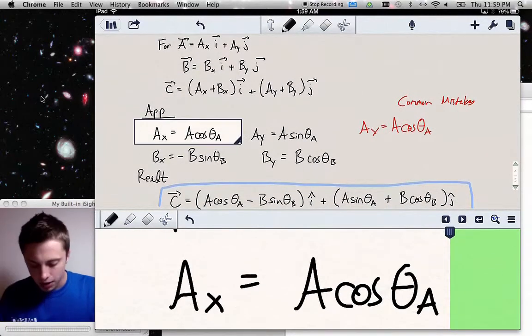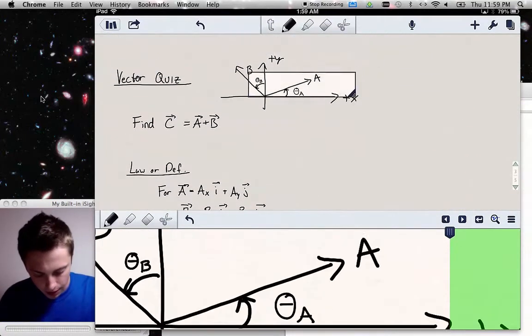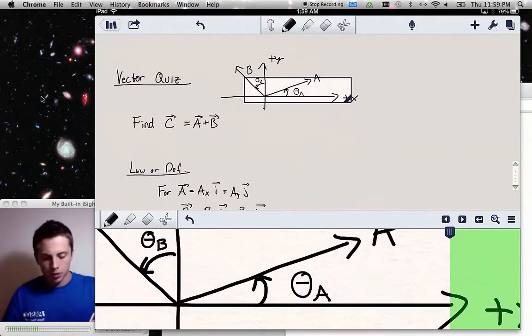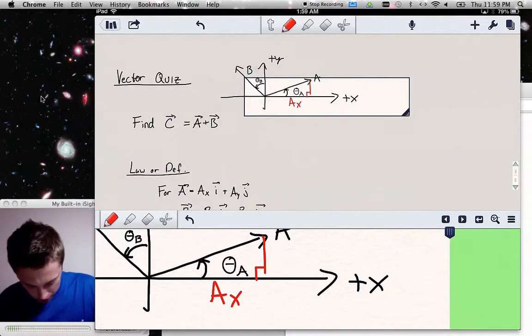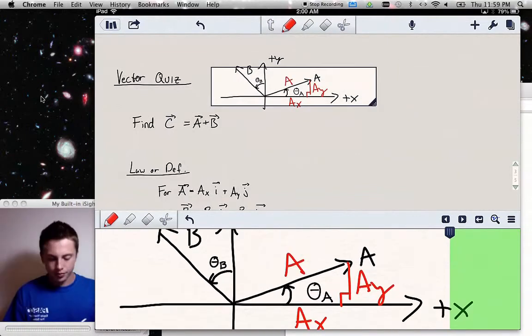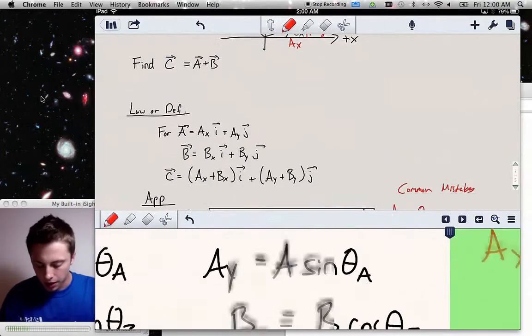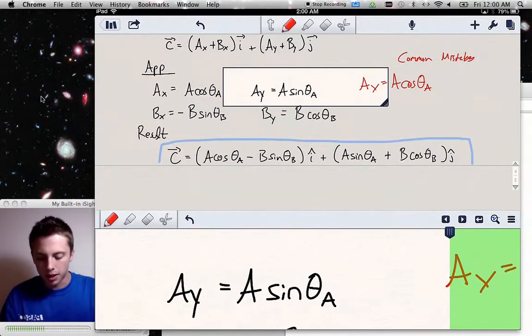Okay, so for vector A, if we look at the picture, it's just a nice right triangle we can make and split into components, all right? So this component's A_x, this is a right triangle, and A_y, and this magnitude is A, right? So we can go ahead and write the components using simple trigonometry.